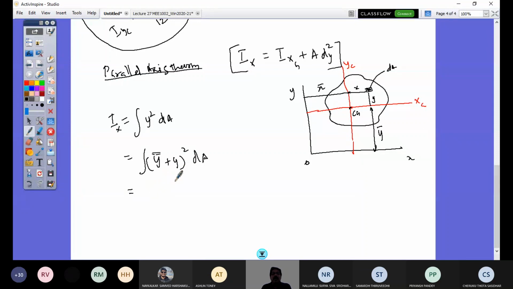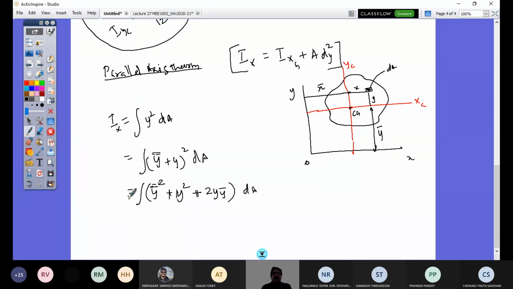So now y bar plus y squared, if I expand this, it is integral y bar square plus y square plus 2y bar y into dA, right? Into dA. There's some issue with my pad. Just a minute.